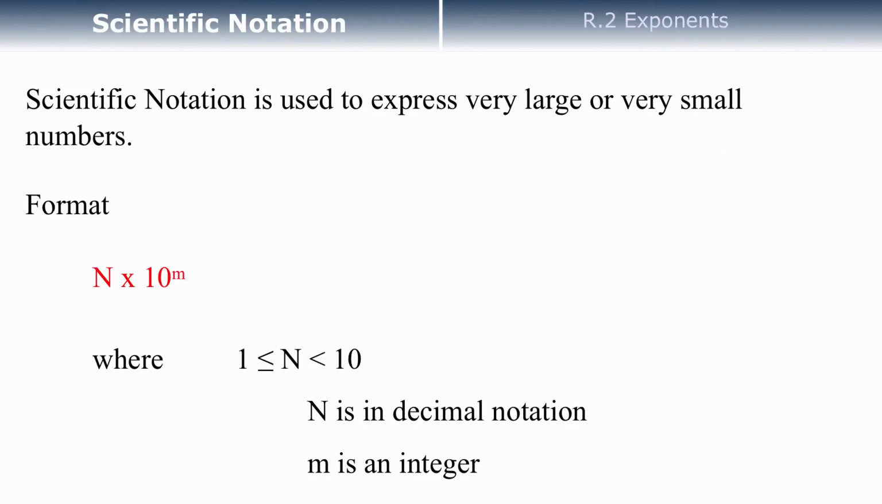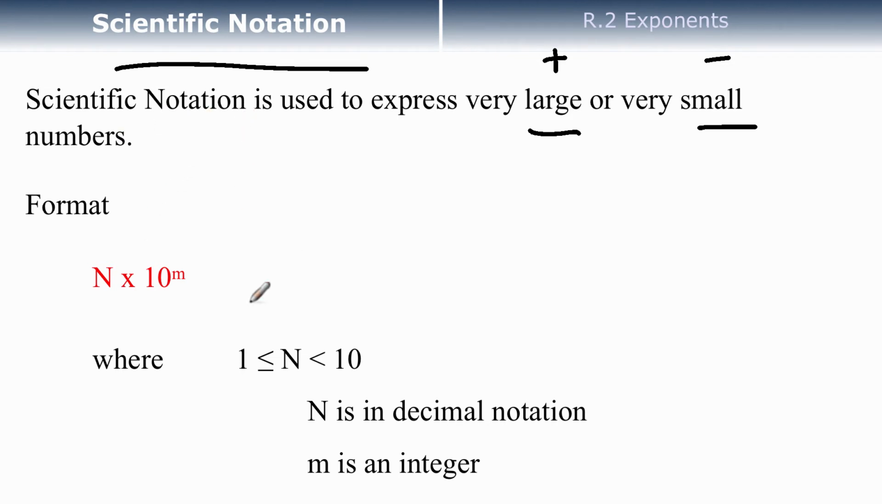Okay, so that is some rules for working with exponents. One great example of using exponents is scientific notation. It's a tool that we use to express very large or very small numbers. Very large ones would have positive exponents and a big number, and very small ones would be negative exponents.